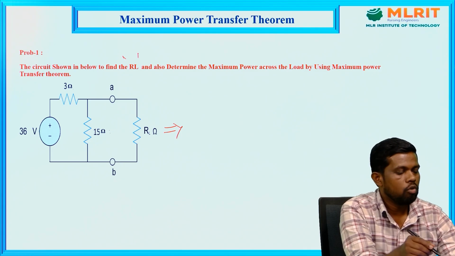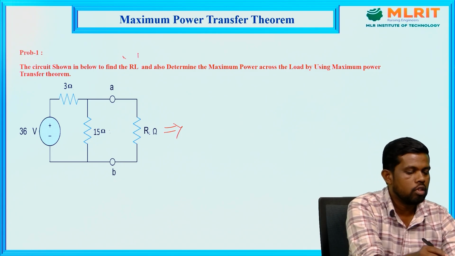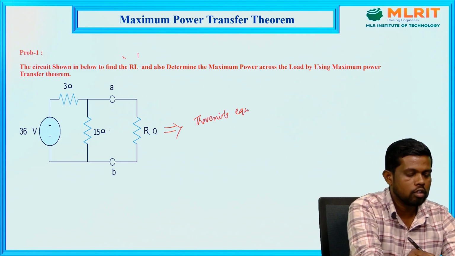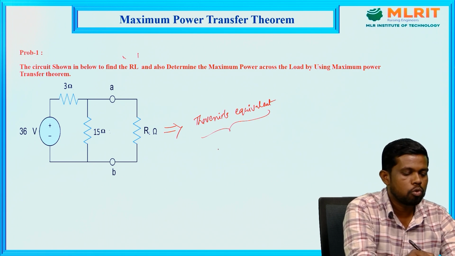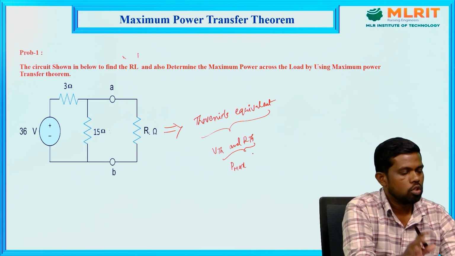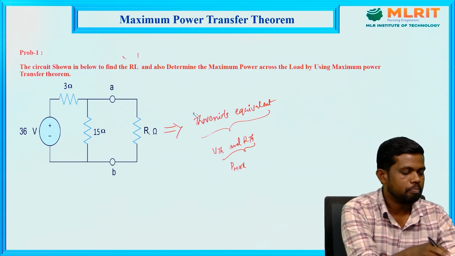We would like to reduce the whole circuit to its Thevenin's equivalent circuit. So we apply Thevenin's theorem to determine the VTH of the circuit and also the RTH of the circuit. Then only can we apply the maximum power transfer theorem to get the maximum power value. So this is the briefing about this problem.